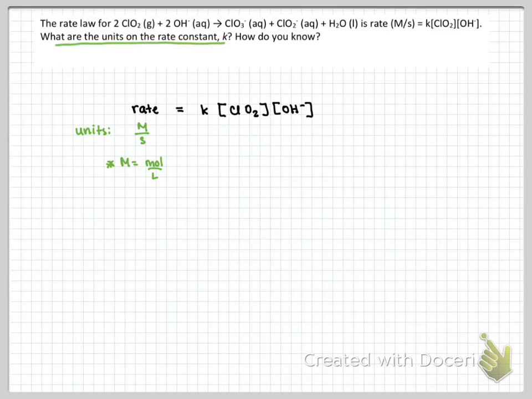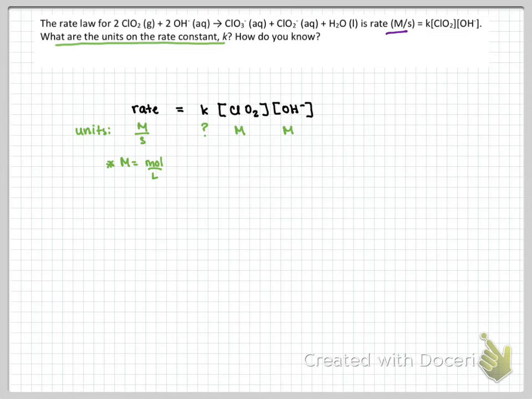So we have molarity per second, which is what we were given up here in the problem. Remember that molarity is moles per liter. We don't know the units of k, so we'll leave a question mark there. That's what we're trying to find out. What are the units of ClO2 in brackets? What do the brackets mean? If you haven't seen that notation before, brackets always indicate molarity or concentration. So this is capital M, moles per liter. And the OH minus is also going to be molarity units.